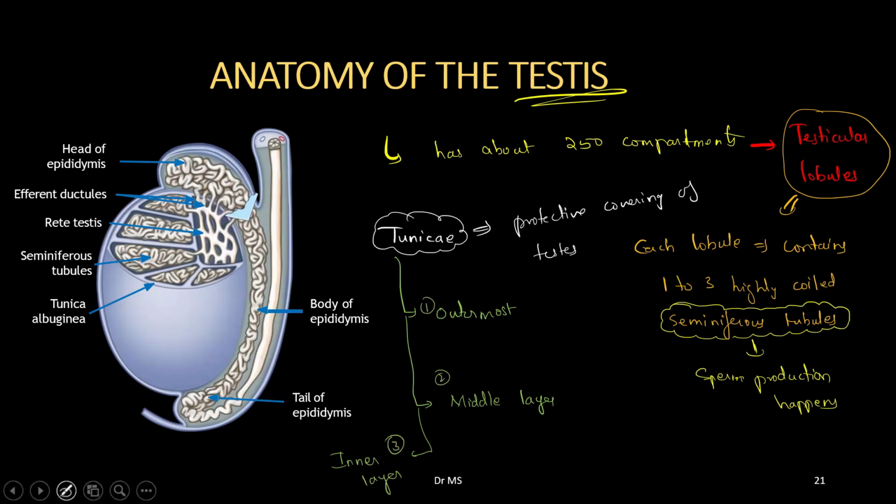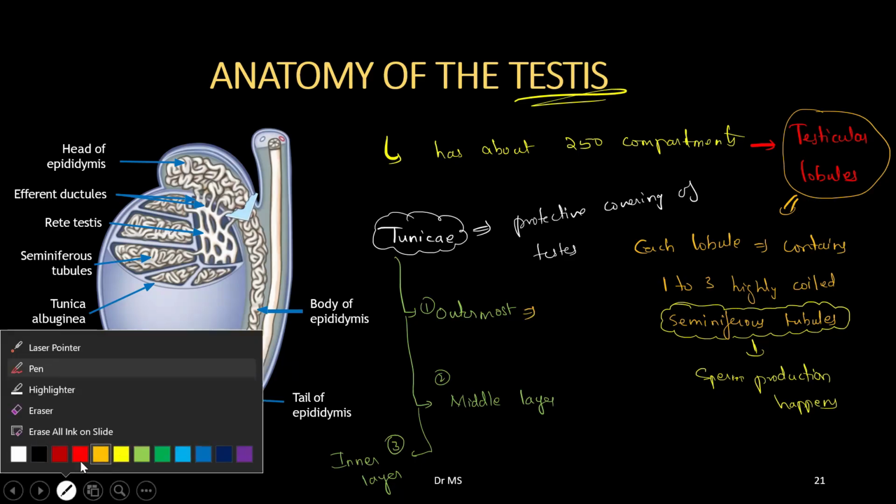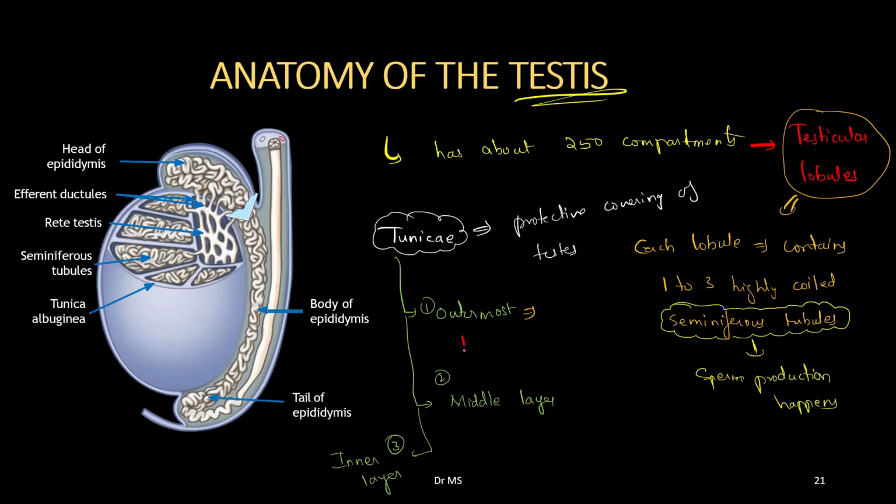So what do we call the outermost layer? Tunica vaginalis. The middle layer is tunica albuginea. And this one is tunica vasculosa. So you can remember it like VAV. Okay, remember this: tunica vaginalis, tunica albuginea, tunica vasculosa.